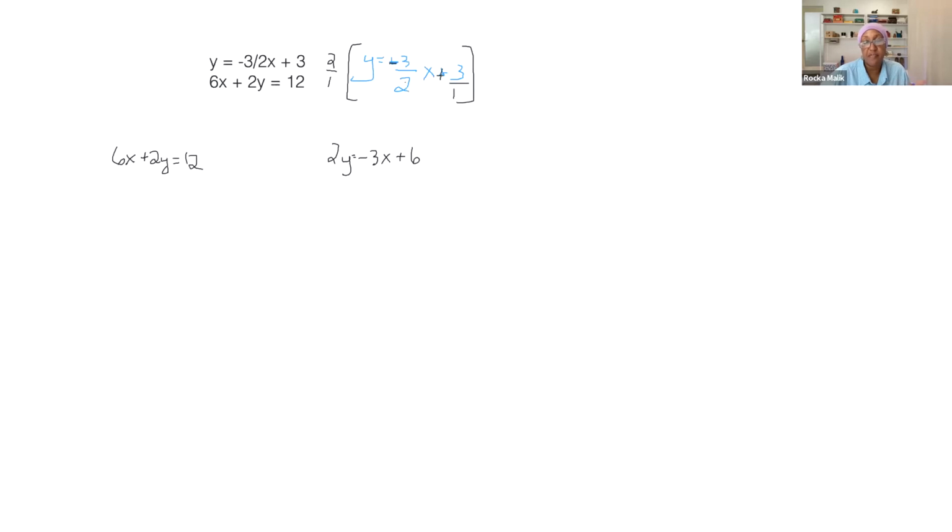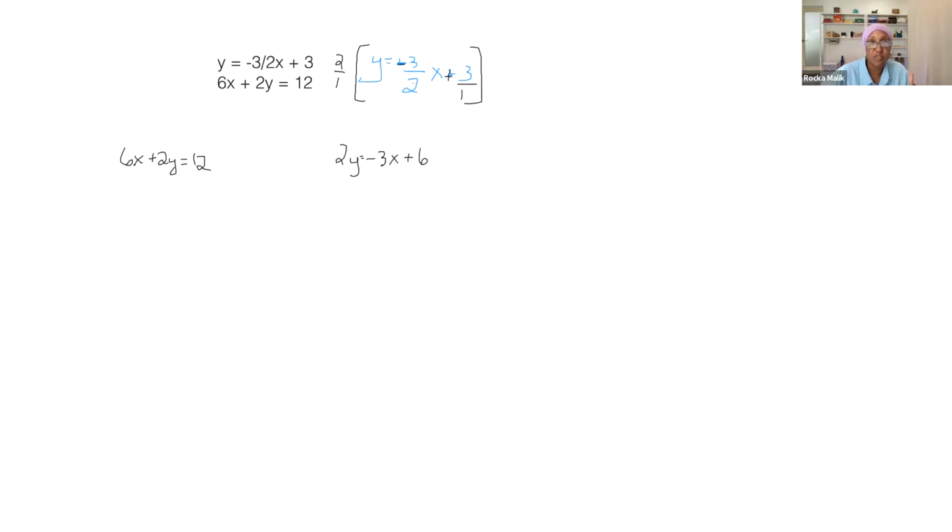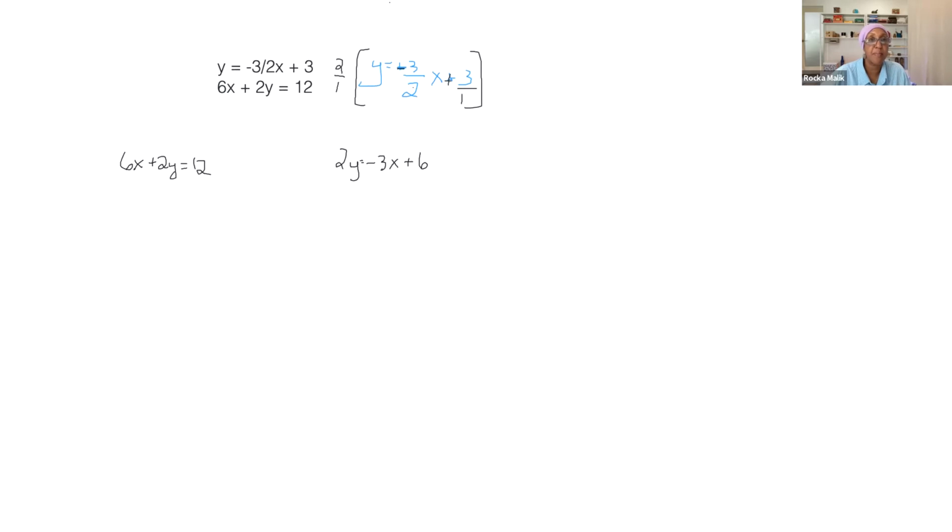Since I don't have a variable that's isolated, I don't have a y equals by itself or an x equals by itself, I'm going to rewrite this into standard form so that I can solve it. So I'm going to bring the minus 3x to the left side, and it will become a plus 3x plus 2y equals 6. And now you can decide which variable you want to get rid of. Do you want to get rid of the x's, or do you want to get rid of the y's?